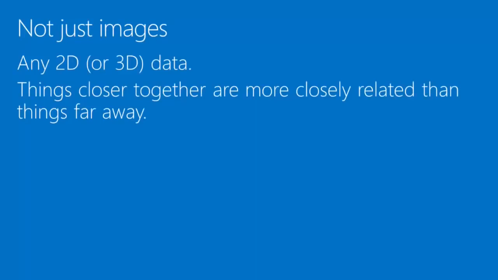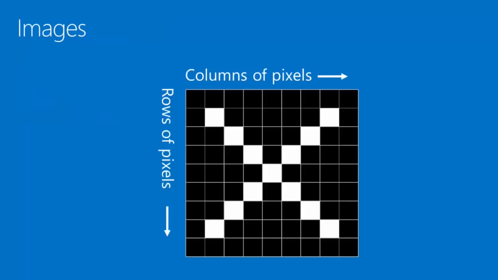Now, what's really cool about these, we've been talking about images, but you can use any two-dimensional, or even for that matter, 3- or 4-dimensional data. But what's important is that in your data, things closer together are more closely related than things far away. What I mean by that is, if you look at an image, 2 rows of pixels or 2 columns of pixels are right next to each other, they're more closely related than rows or columns that are far away.